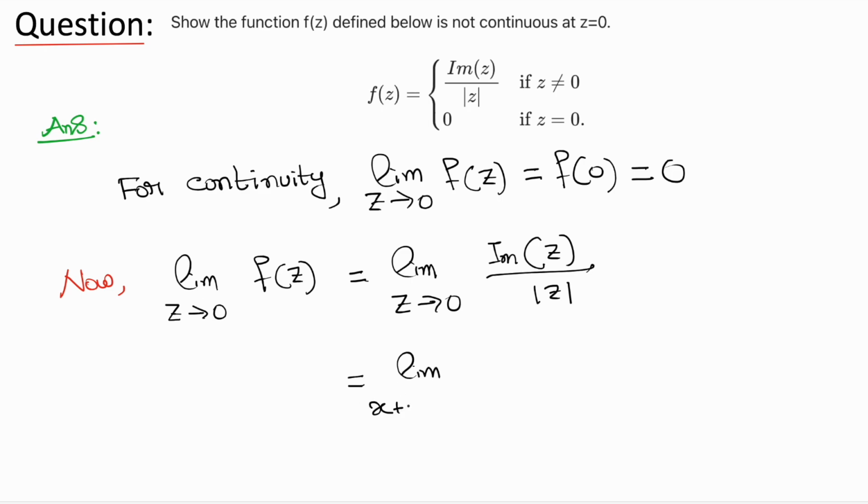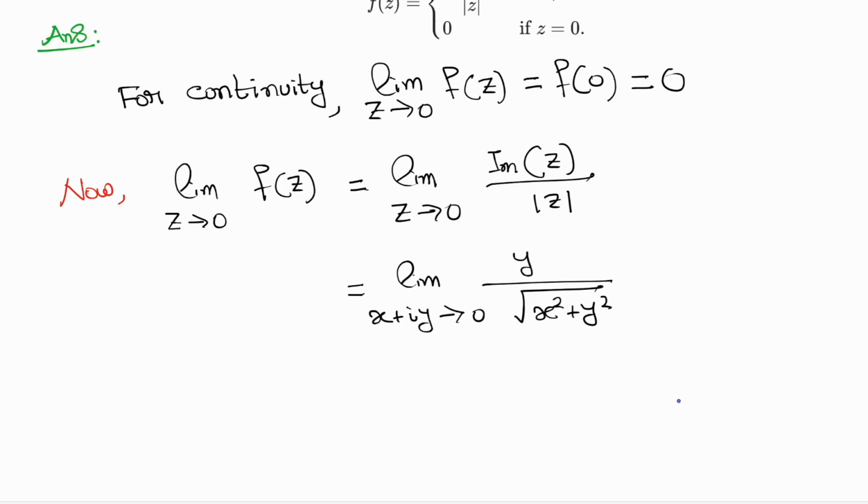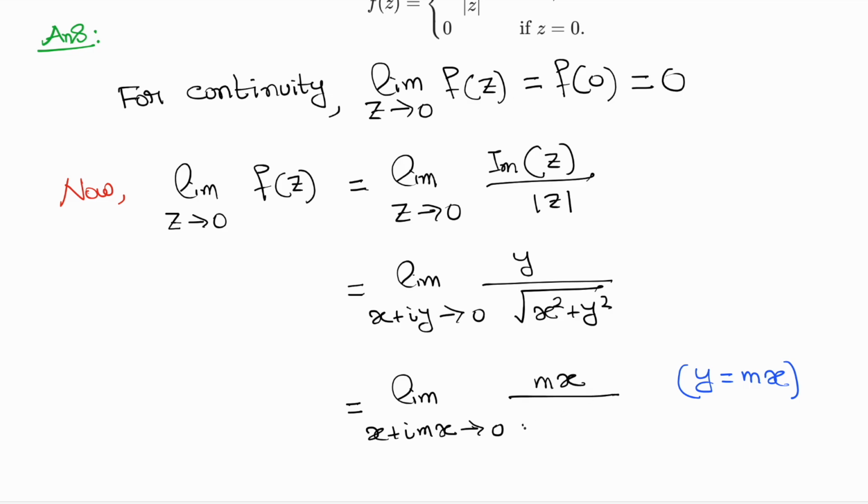So x + iy tends to 0, and we know that Im(z) is equal to y and |z| is equal to the square root of x squared plus y squared. Now we will compute this limit along the lines y = mx. Putting this value here, this will be equal to the limit as x + i(mx) tends to 0, with y equal to mx, so we have mx in the numerator, and in the denominator we have the square root of x squared plus m squared x squared.